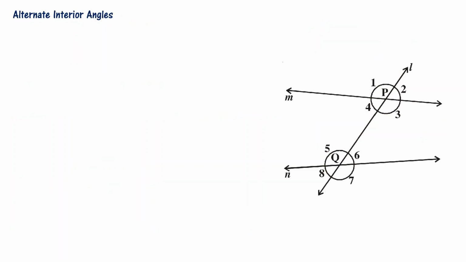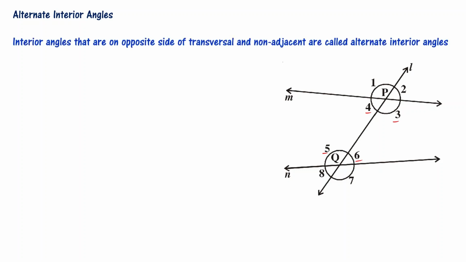Now let us learn about alternate interior angles. We have seen interior angles, right? 3, 4, 5 and 6. These are interior angles, right? Now we want to understand what are called alternate interior angles. These are the interior angles that are on the opposite side of the transversal.